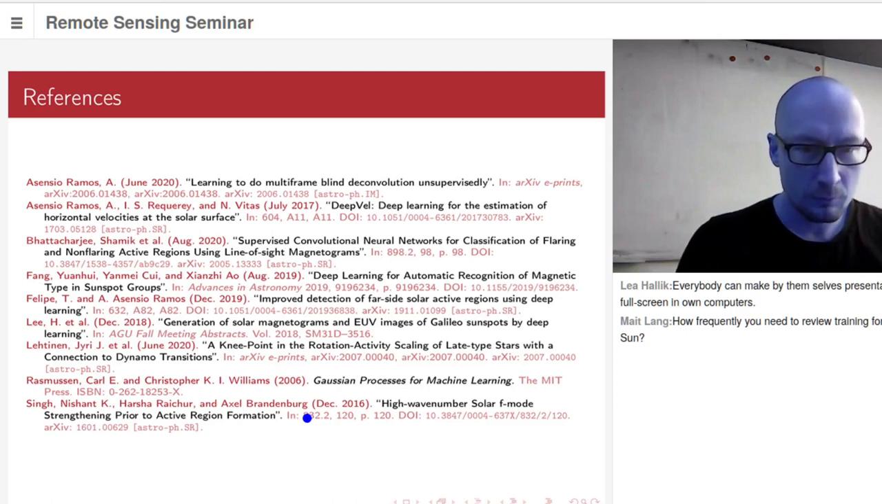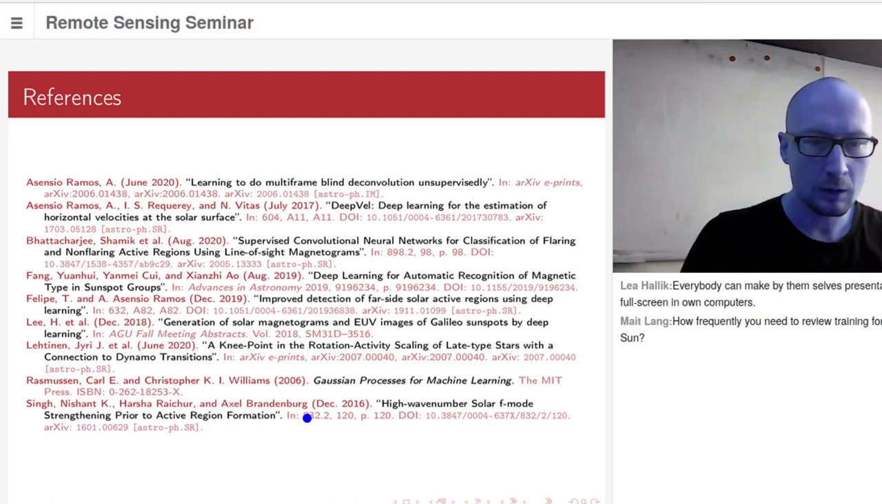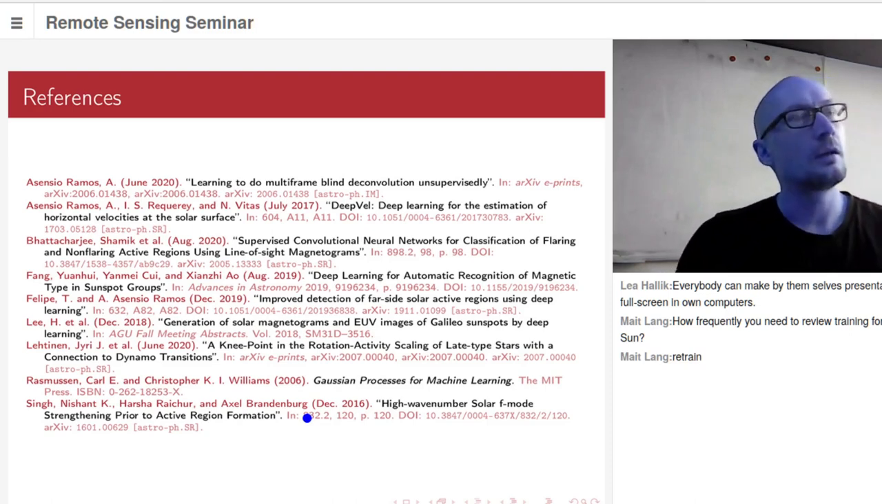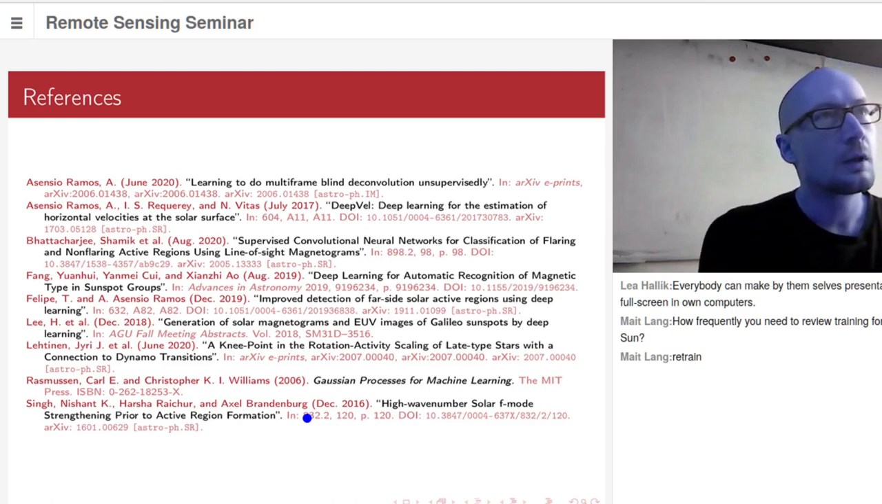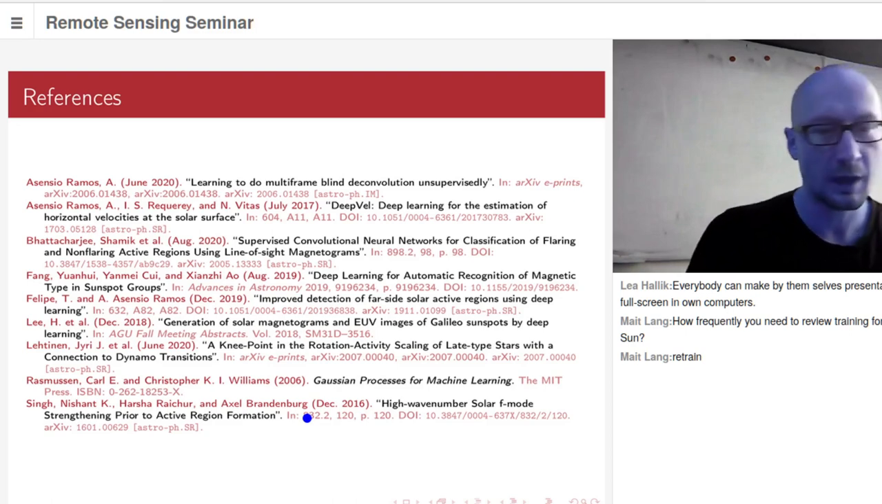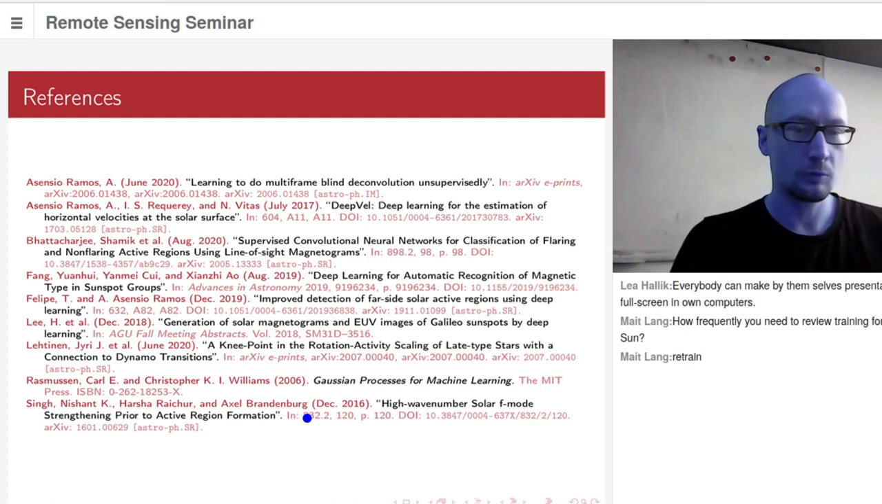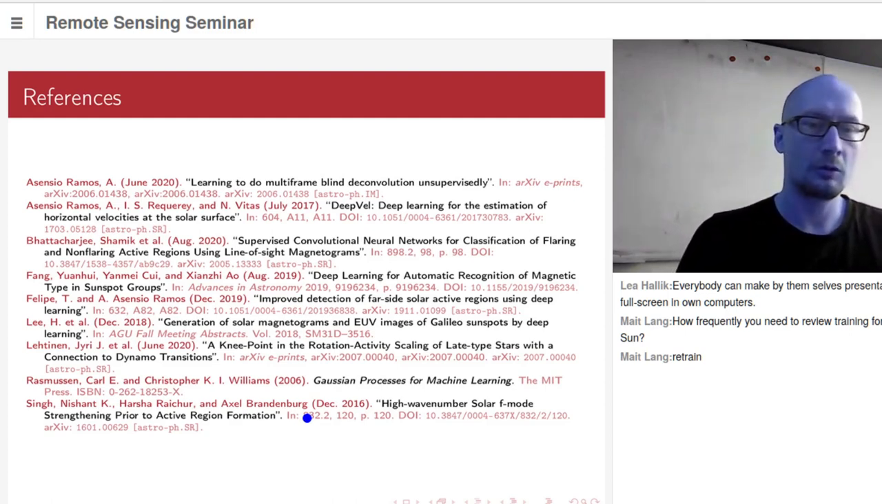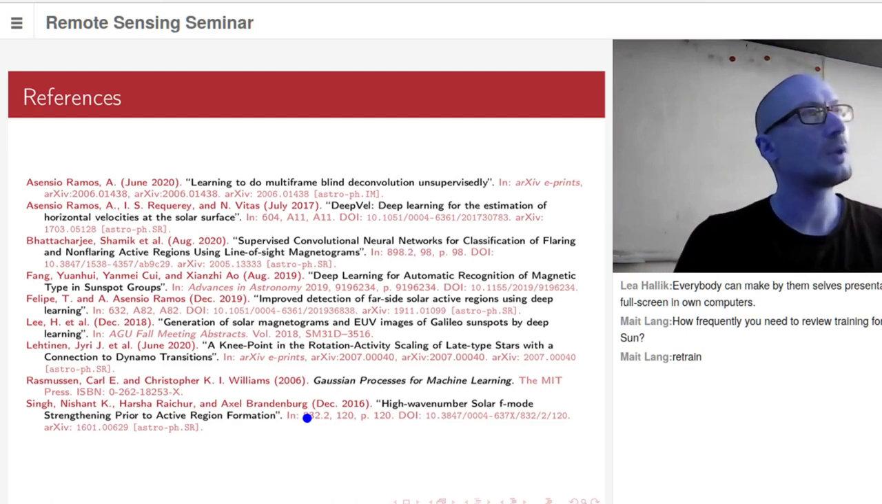Can you specify what you mean exactly by retraining? Currently we have only applied this method on data from a single day. We have not tested it in a situation where you, for instance, train it on data based on observations on one day and then test it on another day. But the Earth's atmosphere, the seeing conditions, can vary, of course, from day to day. And it also depends on the altitude of the sun and all kinds of other factors. So it's a very good question.